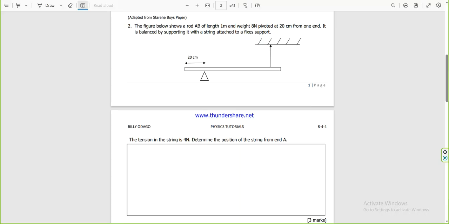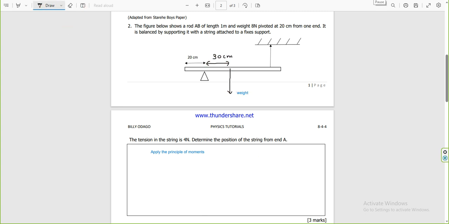Moving on to question number 2. Since the arrangement is in equilibrium, we are going to apply the principle of moments. That is to say, the anticlockwise moment due to the tension will be equal to the clockwise moment due to the weight.